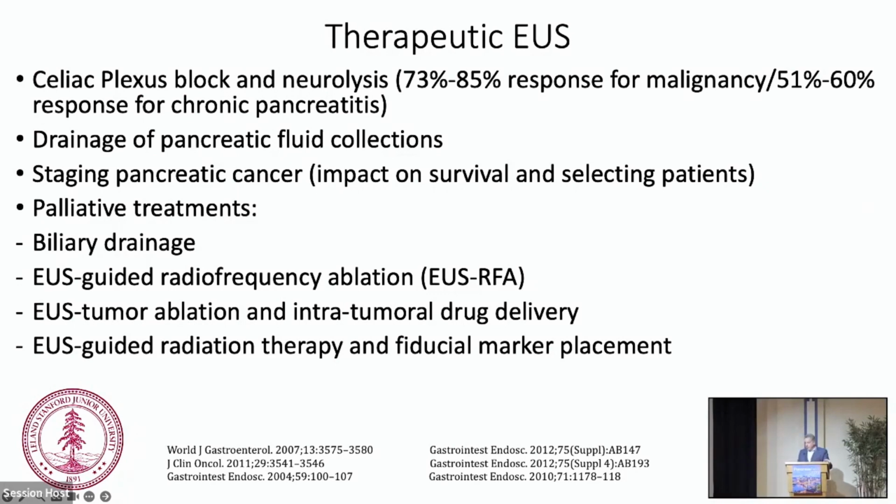We use it for drainage of pancreatic fluid collections. EUS is now the main modality of treatment for these. We stage pancreatic cancer, and it really has an impact on survival and selecting the best patients for surgery. We do have palliative treatments such as biliary drainage, EUS radiofrequency ablation, tumor ablation, intratumoral drug delivery, radiation, and fiducial marker placements, and even bypassing the stomach to the jejunum when patients are obstructed.